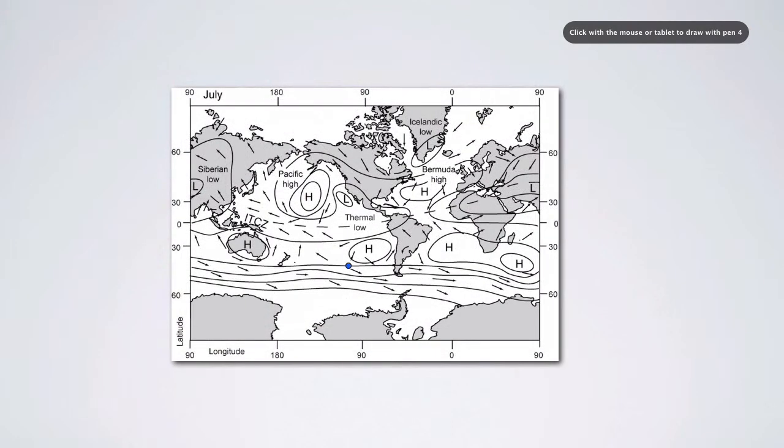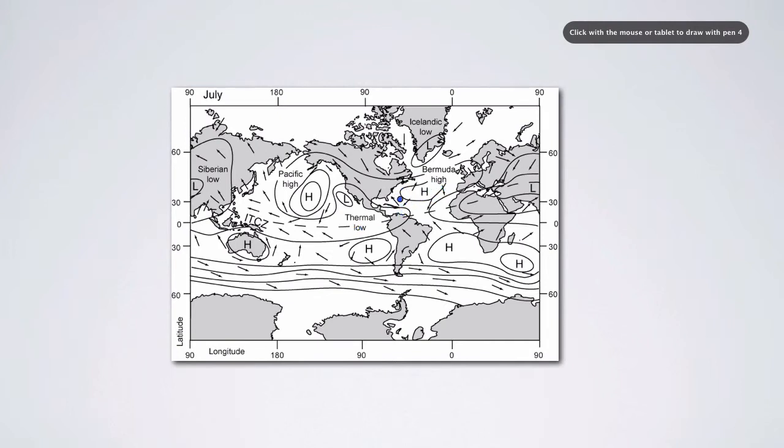In contrast, in July, there's a different pattern of high pressures and low pressures. Here in the southern hemisphere, we see these really strong winds that are setting up roughly at 40, 50 degrees latitude. In the northern hemisphere, there's a high pressure system that sets over the Pacific, and this is known as the Pacific High, and that low pressure system sets up off the coast of California.